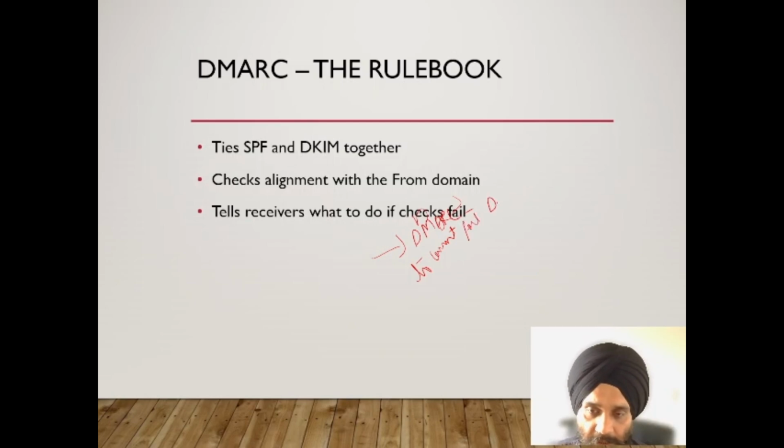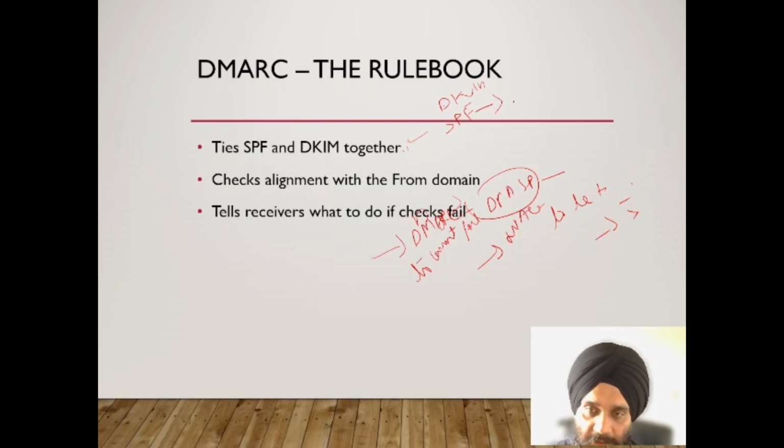Let's say DKIM and SPF fail. What action should it take: let the email come into the mailbox or reject the email? It also checks alignment with the From domain, so it ties SPF and DKIM together. This allows you to work along with DKIM as well as SPF, Sender Policy Framework.